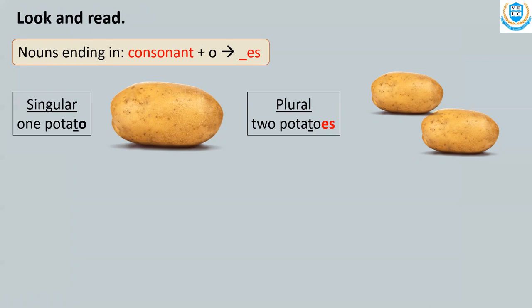So let's see here. Piano. Pianos. Okay. So let's see next one.